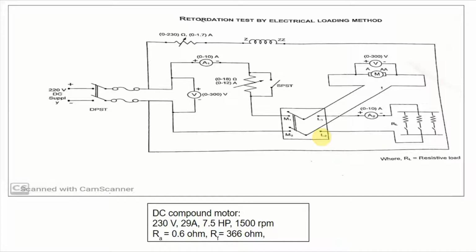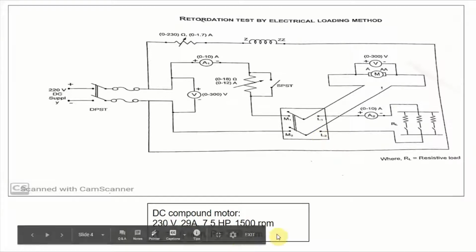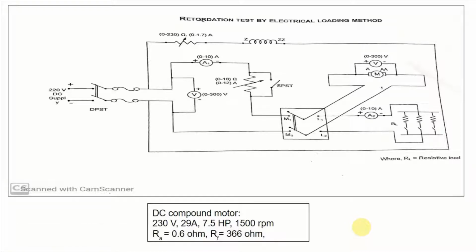So this is the overall procedure of this experiment. We will understand the procedure as well as the conduction in the next part of the video lecture. So this is the specification. We use a DC compound motor here, 230 volt, 29 amps, 7.5 HP rating, and 1500 speed.